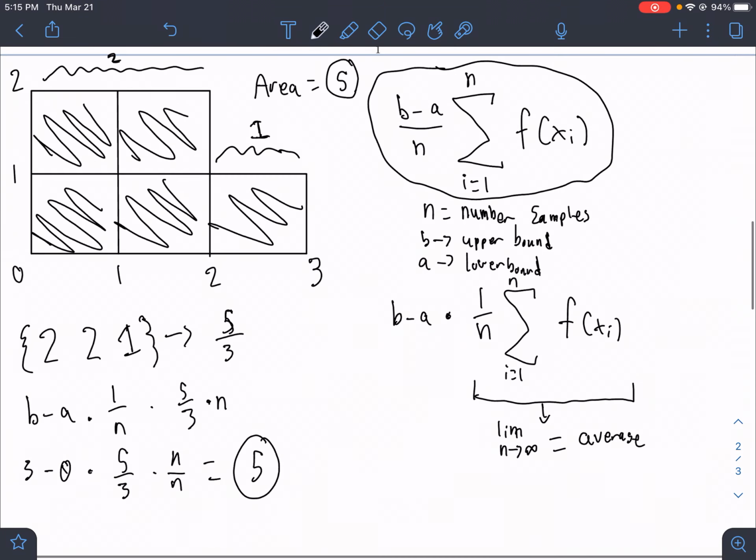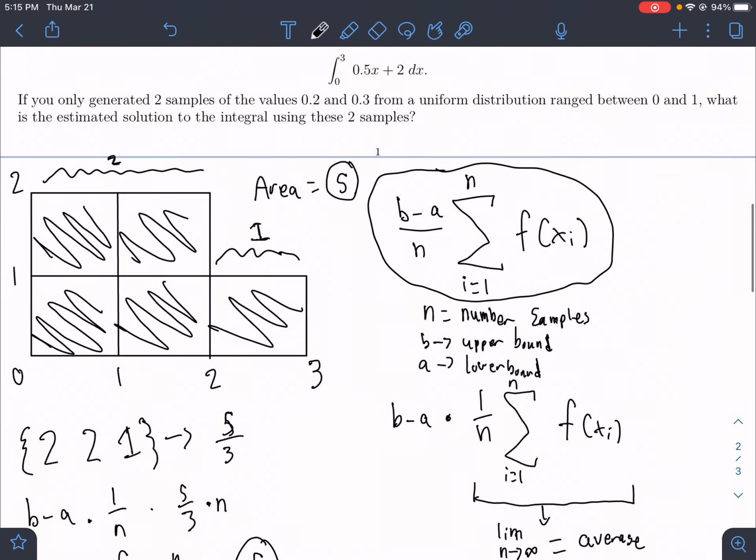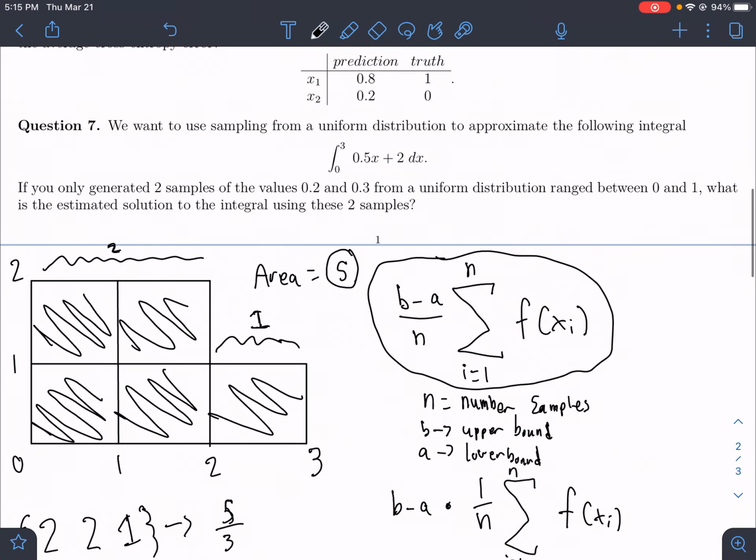So I've just shown you that the Monte Carlo method, when you use the true average, gives you the exact integral. But in the Monte Carlo method, we're not using the true average. We're just sampling as many times as we can in order to use the law of large numbers, which tells us that when you sample a lot, you get really close to the true average. Okay, so hopefully that's clear to you on how the Monte Carlo method works.